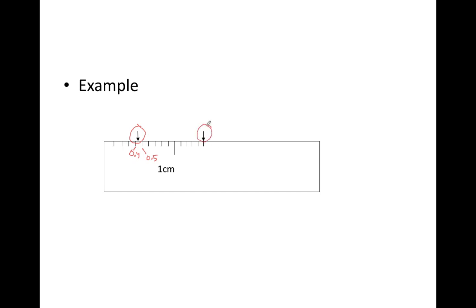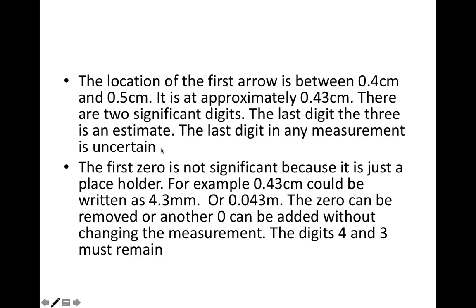This arrow, however, is exactly at 1.5. It's right on the line. So it's not being estimated to the nearest tenth of a centimeter. The location of the first arrow is between 0.4 centimeters and 0.5 centimeters. It is at approximately 0.43 centimeters.